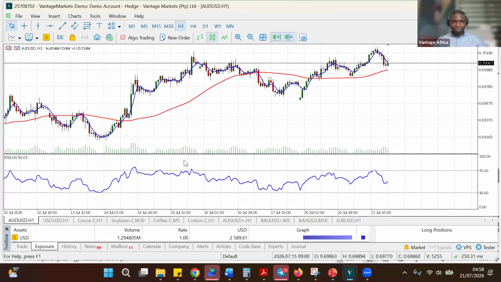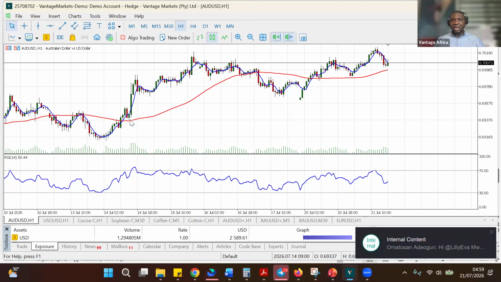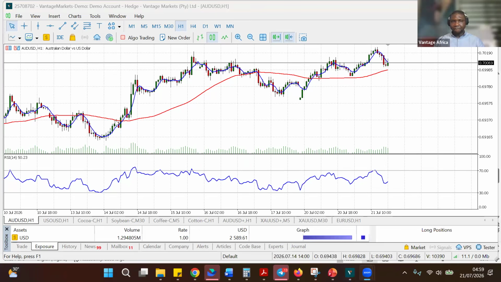So can you see this now? The 4 is the blue one, the 50 is the red one. So what we are looking for here is this: when the blue one crosses the red one from under, crossing it higher, that is a sign to buy. So at the time you see that cross, you can get on a buy trade.